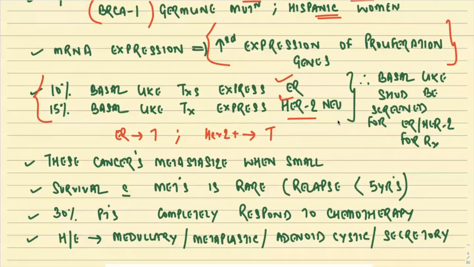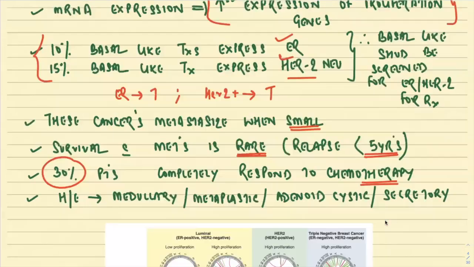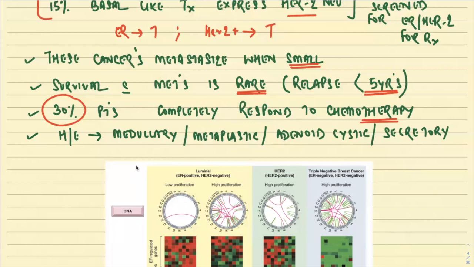Now, again, these tumors are aggressive tumors and they can metastasize even when they are very small. And survival with metastasis is very rare. So relapse is less than 5 years after the diagnosis; the patient will relapse after the treatment. Okay. Now, because these tumors have a very high proliferation gene signature, 30% of the patients respond completely to chemotherapy. Now, the histological types of breast carcinoma corresponding to the basal variety are carcinoma with medullary features, metaplastic carcinoma, adenoid cystic, and the secretory variety.